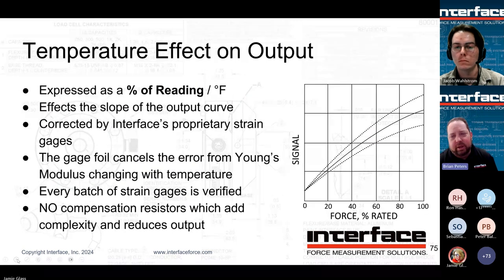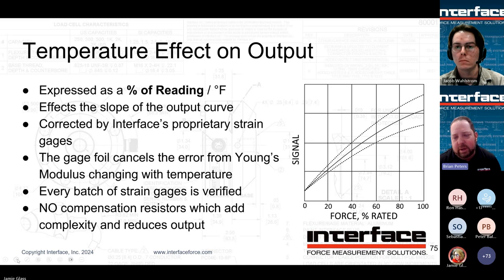So as we mentioned, thermal response on output, we'll spec it as a percent of reading. So it essentially just affects that slope. We do what we can to batch qualify, to choose the right gauges, depending on the desired temperature range or the material. But as mentioned, when Interface proprietary strain gauges are used on most of our products, we don't have to add mod resistors to the bridge to further compensate.